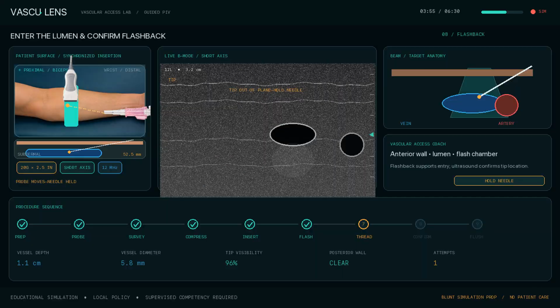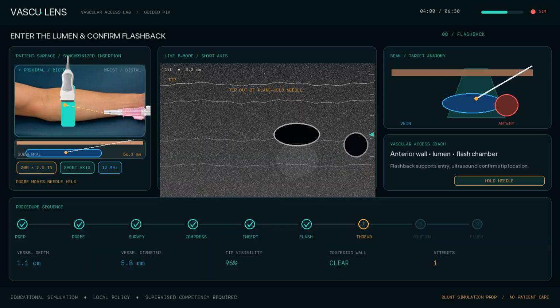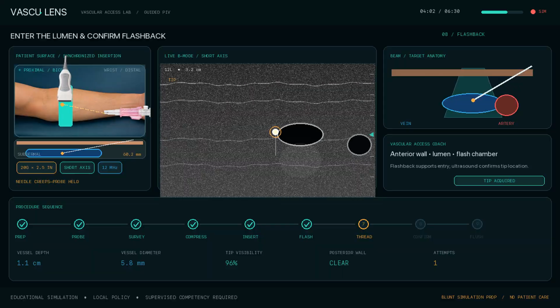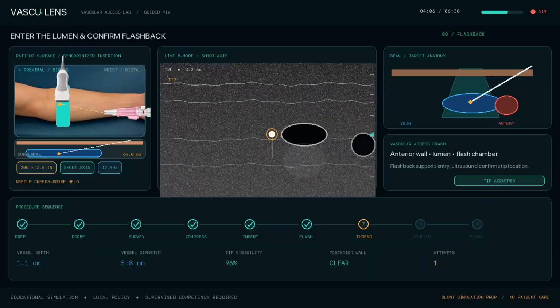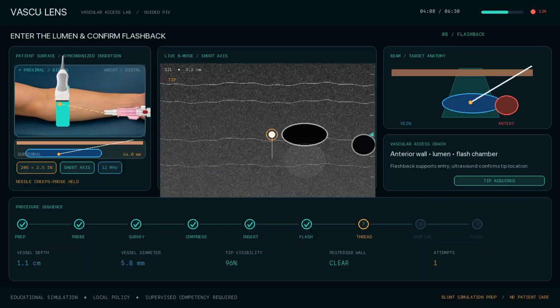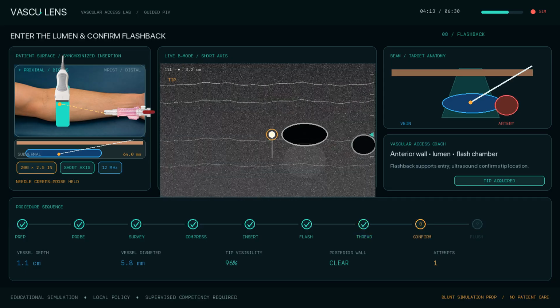As the tip approaches the anterior wall, reduce the size of every movement. Watch for tenting, then confirm that the leading tip enters and centers within the lumen. Blood now appears first along the notched needle region and then in the transparent flashback chamber. Flashback supports vessel entry, but it does not prove that enough catheter is safely inside.